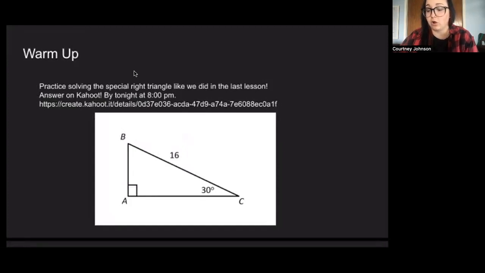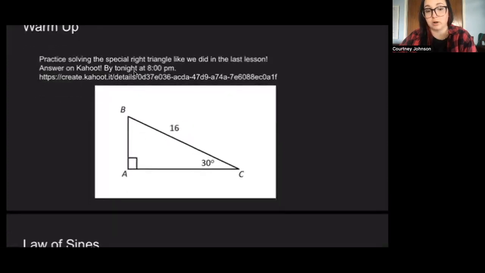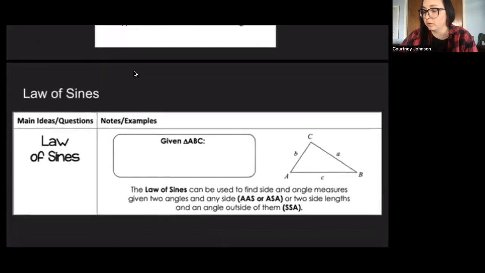You're going to solve all sides of the triangle. Do what you can, find all the sides, all the angles, and I want you to tell me what they are. And then Kahoot will give you multiple choice questions to answer, okay? Fill in the blanks. So solve it before, log on, and answer those questions.